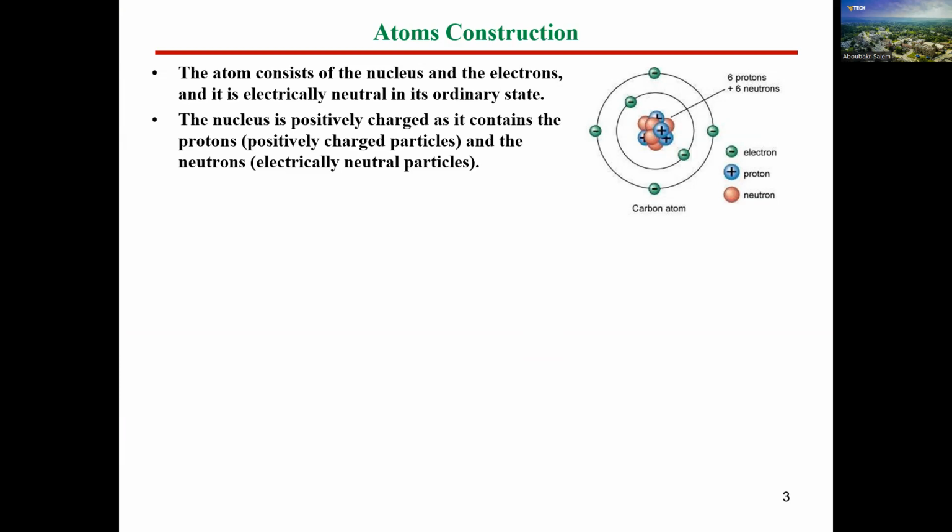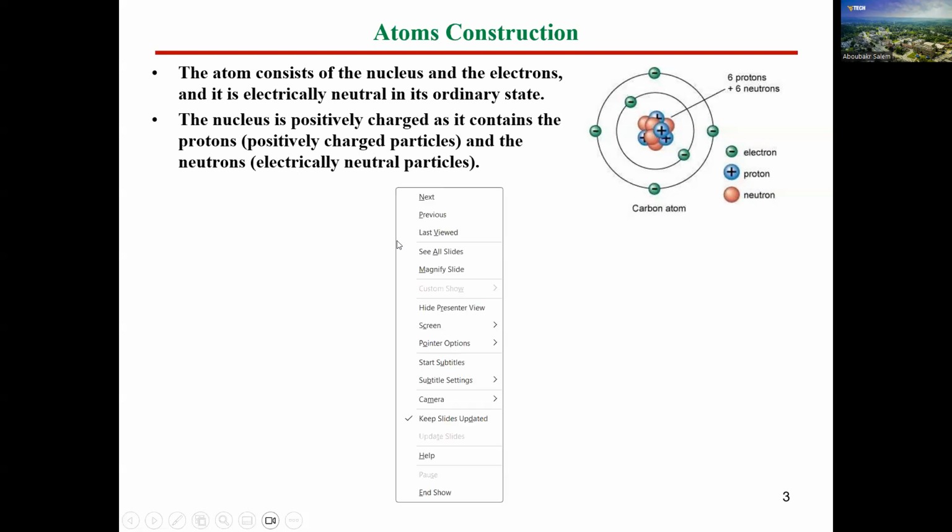So the nucleus is positively charged. Inside the nucleus itself, it's positively charged. Why is it positively charged? Because it contains the protons, and protons are positively charged particles, and it also includes the neutrons, and neutrons are electrically neutral particles, which means it has no polarity.